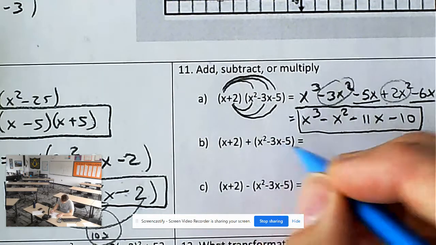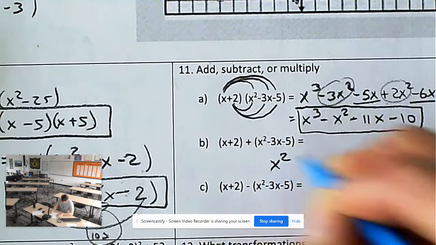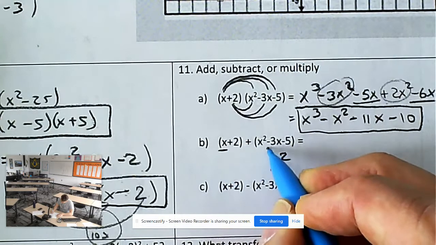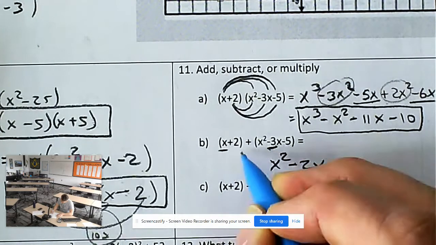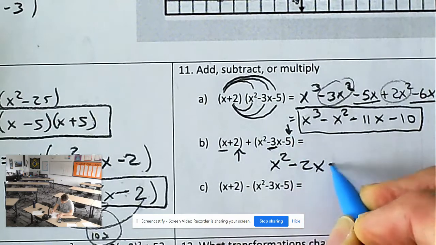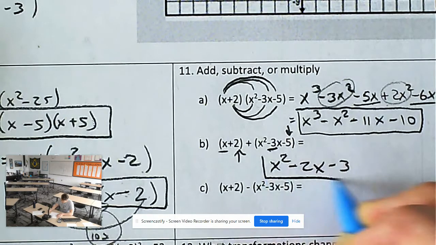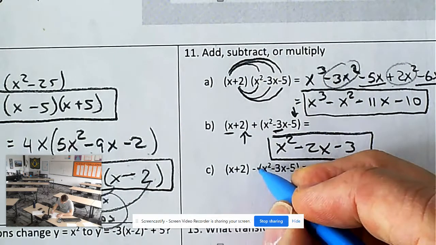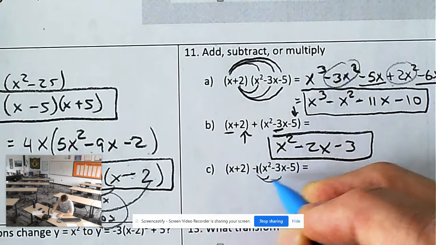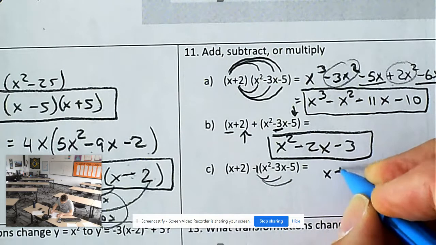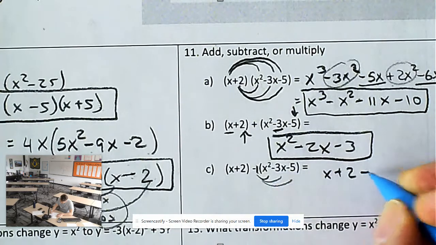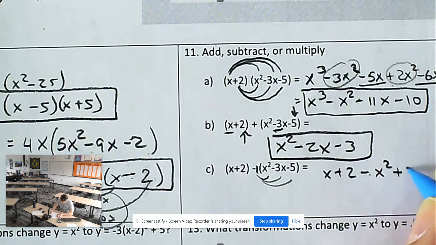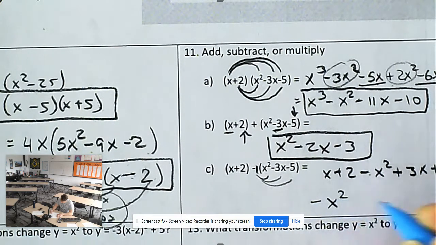Next one, add the like terms. So you're going to get x squared. He has no partners. This x and this negative 3x, they go together. This 2 and this negative 5, they go together. So x squared minus 2x minus 3. And lastly, my advice is always to distribute the negative. So it's going to look like this. x plus 2, that's that guy, minus x squared plus 3x plus 5. So your final answer is negative x squared plus 4x plus 7.